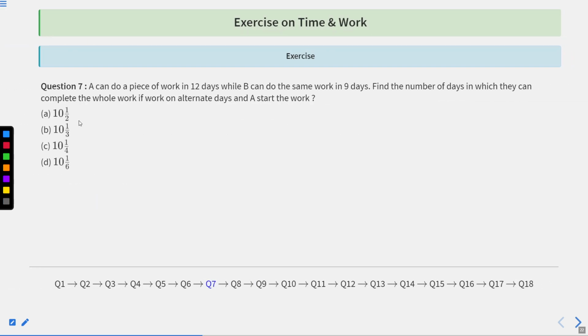Question number 7. A can do a piece of work in 12 days. So A takes 12 days, while B can do the same work in 9 days. Find the number of days in which they can complete the whole work if they work on alternate days and A starts the work. So this time the question becomes really interesting and it's very different from whatever we have done till now.